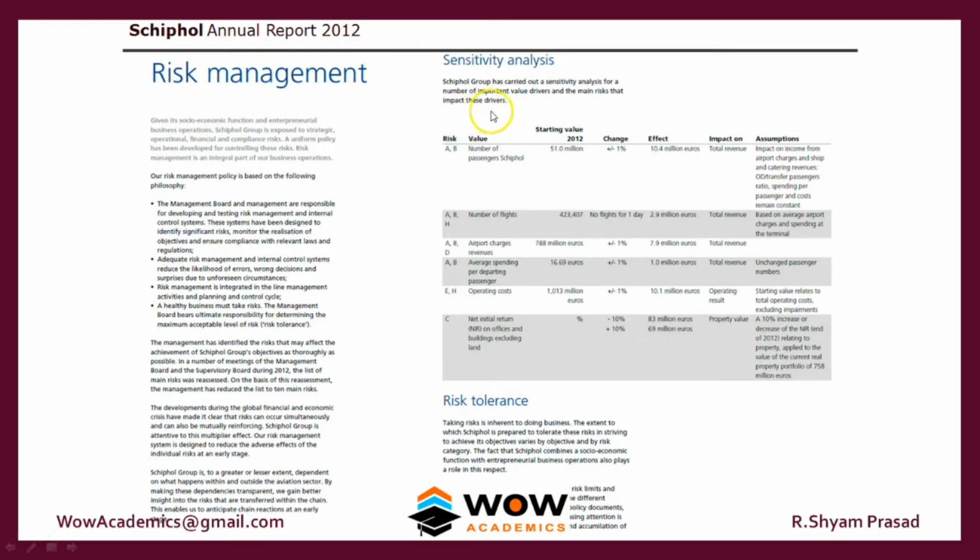So this seems to be a risk ledger, or a risk description. For each risk, where they stand, the name of the risk, and the starting point, I think, of the risk, and they do a sensitivity analysis for all these risks here. It also tells about the risk tolerance.